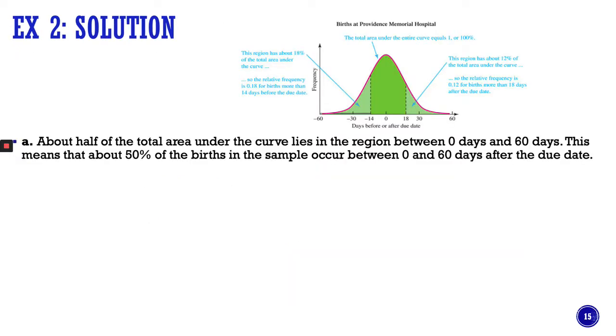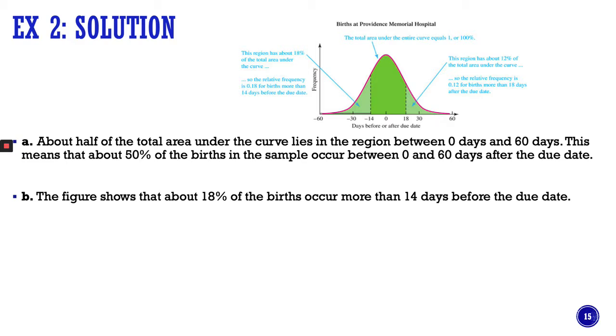So about half of the total area under the curve lies in the region between 0 and 60 days. So between 0 and 60 days, if we kind of cut it in half because it's symmetric, about half of it lies here and half of it lies here. This means about 50% of the births in the sample occur between 0 and 60 days after the due date.